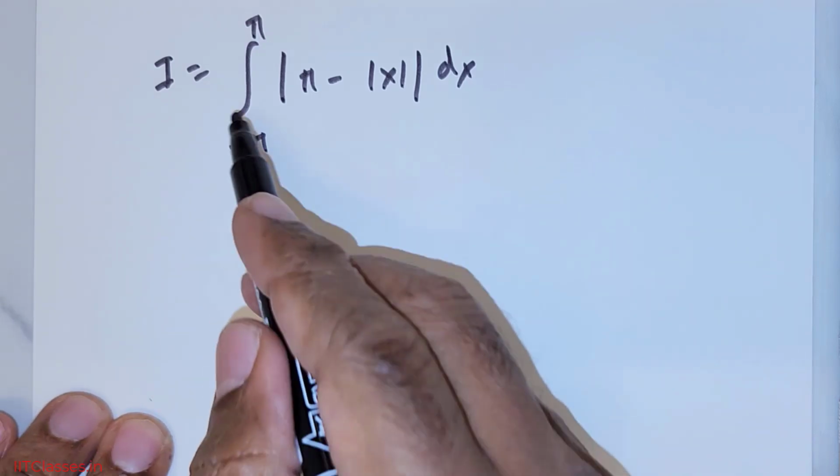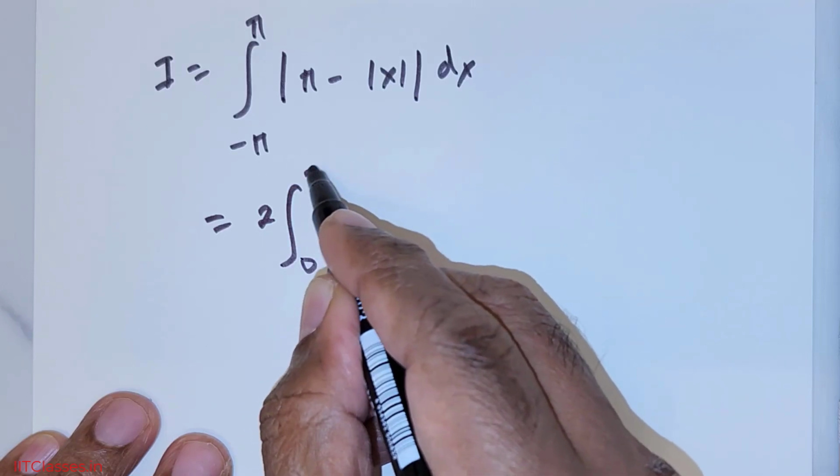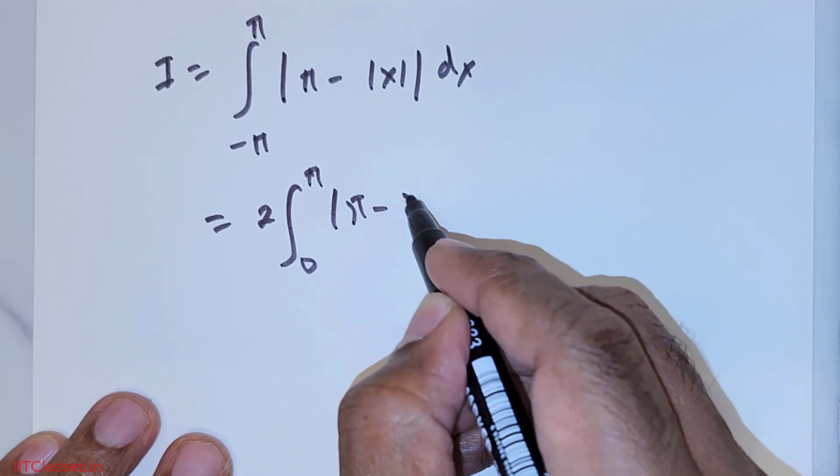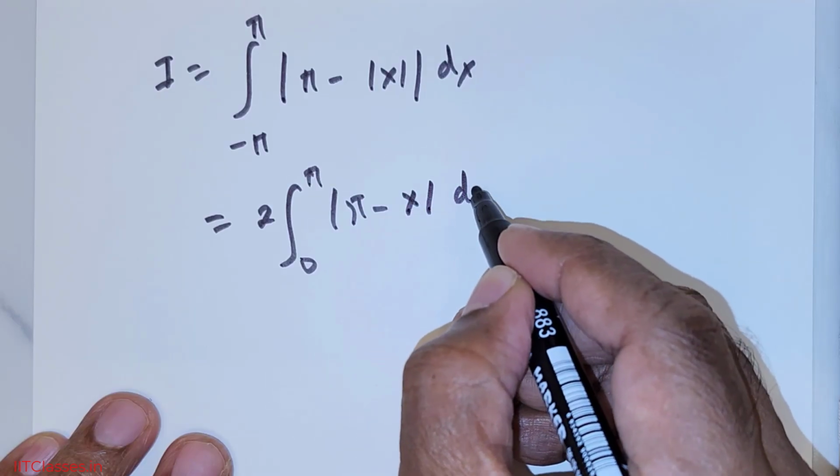Welcome students, we are expected to integrate this. This can be written as 2 times integral 0 to pi modulus of negative x times dx.